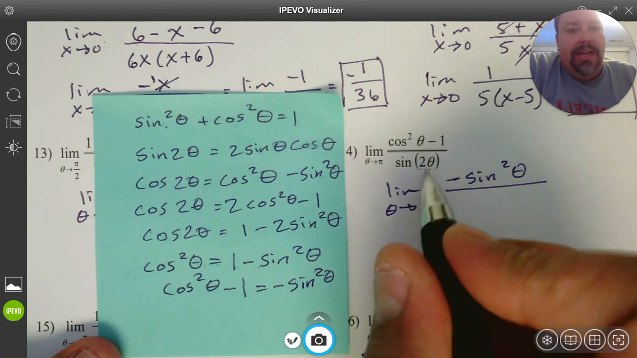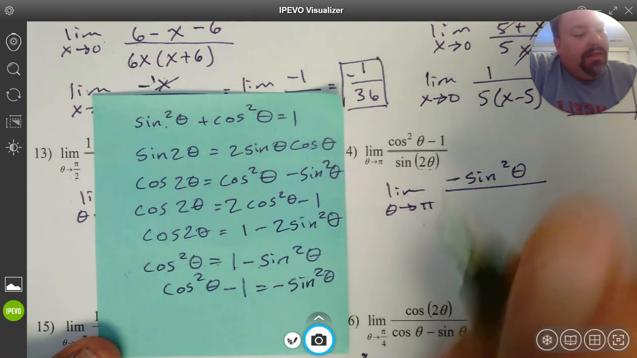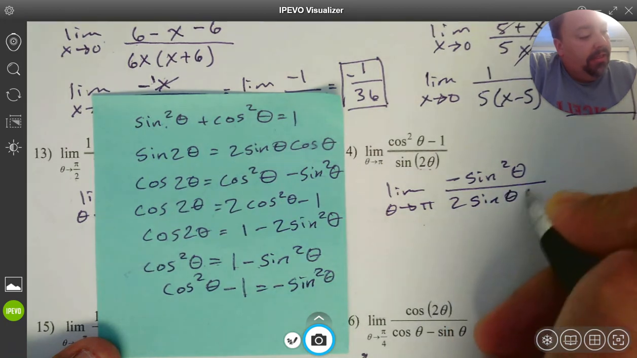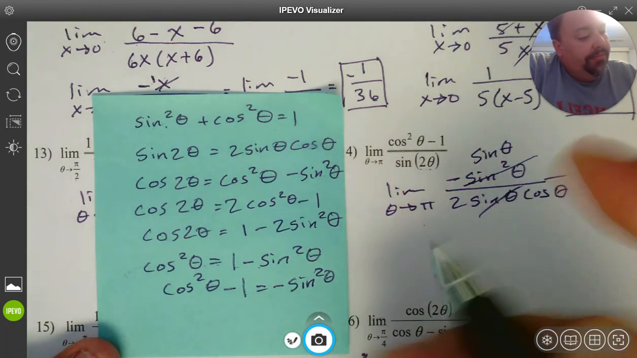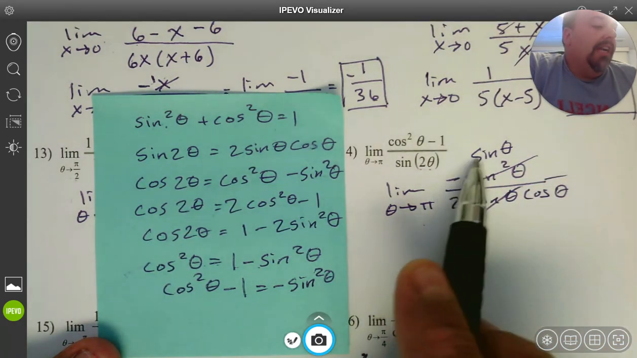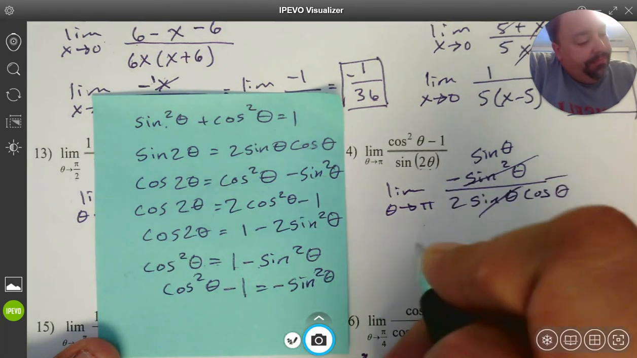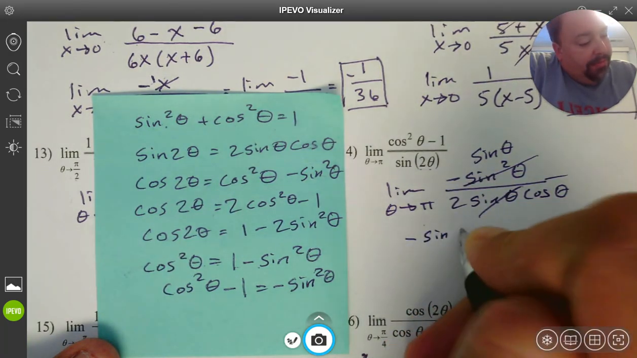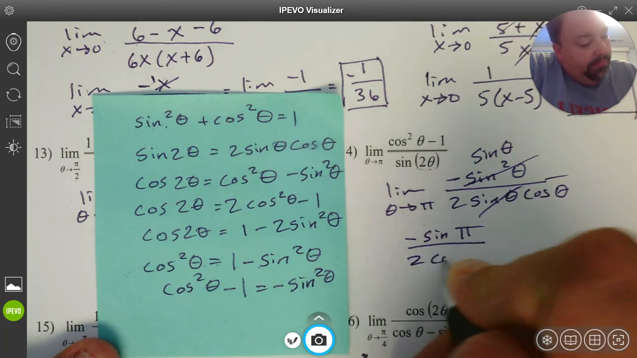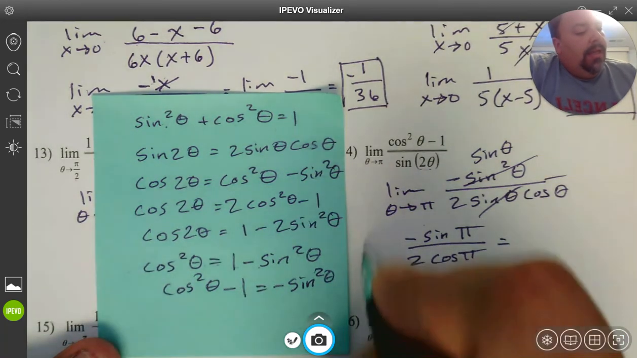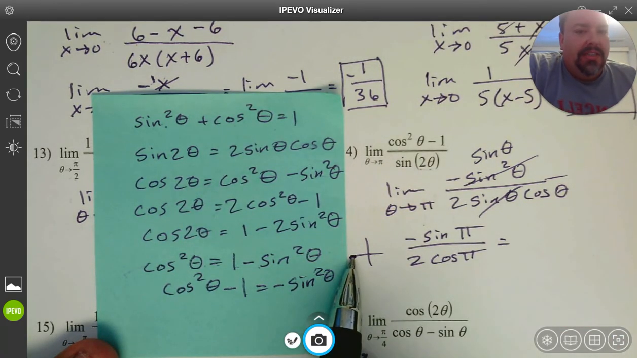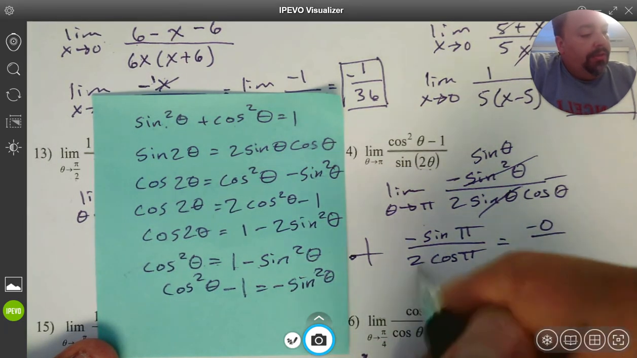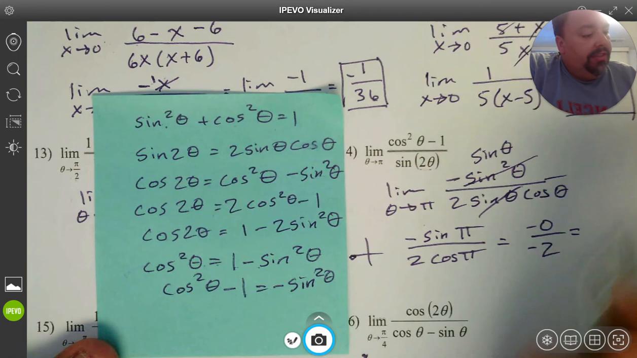And on the bottom, sine 2 theta, we have an identity for that as well. So that is 2 sine theta cosine theta. And now one of the signs will cancel out. So we have the limit of negative sine theta over 2 cosine theta. And we can put pi in there. If we go over to pi, that's going to be on this part of the unit circle. Sine of that is going to be 0. Cosine of that would be negative 2. Of course, it doesn't matter because 0 divided by anything is still 0.